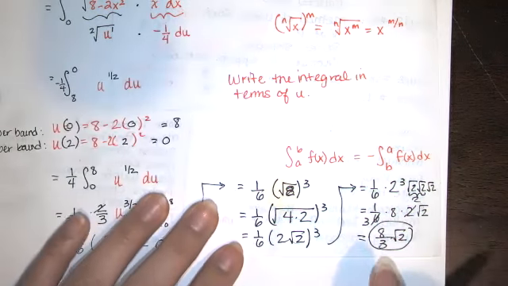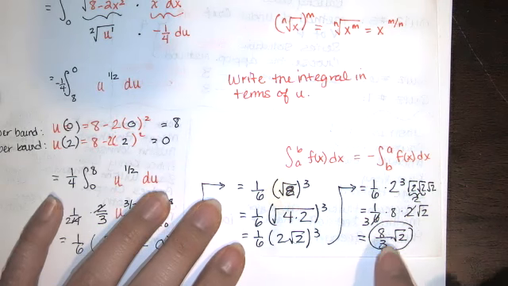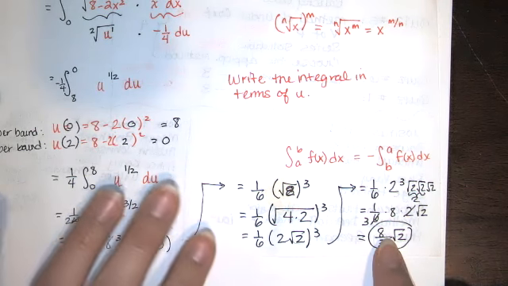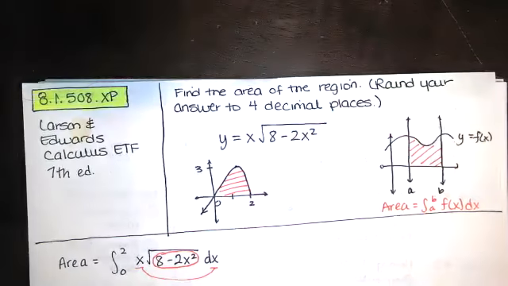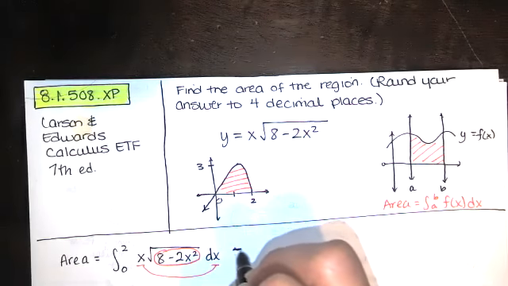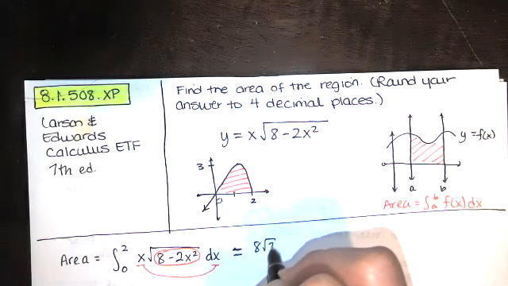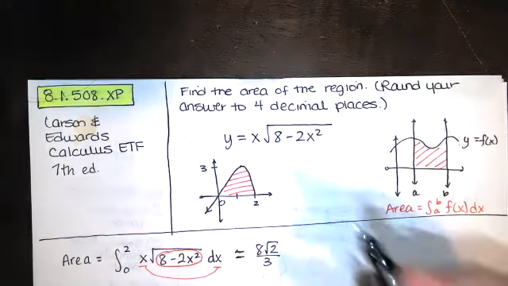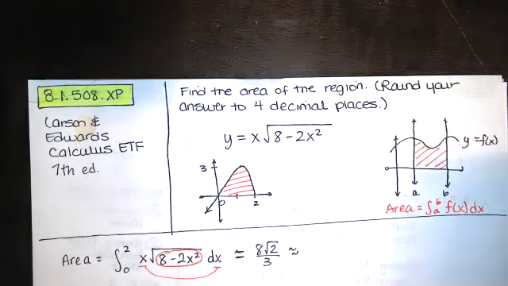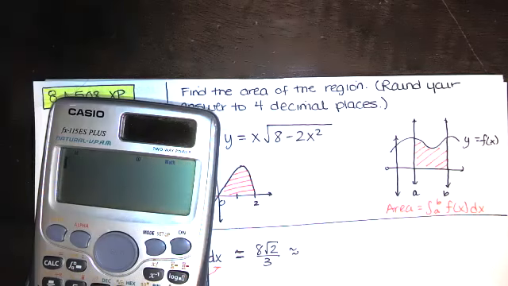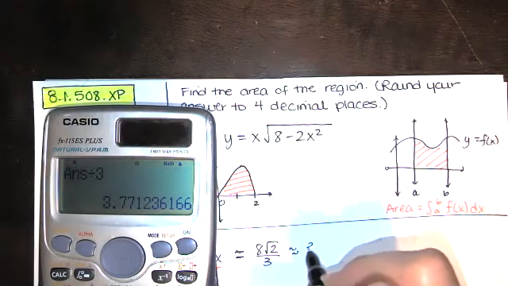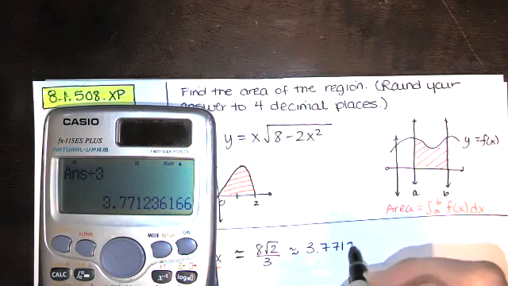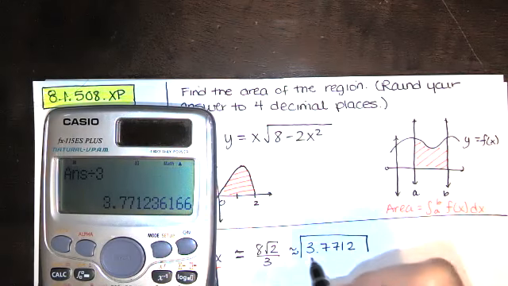But that is the exact answer, and it's simplified, but it's not the answer that they want. They want an answer rounded to 4 decimal places. So we're going to say this is equal to 8 square roots of 2 over 3, which is approximately equal to this number. It's about 3.7712 square units.